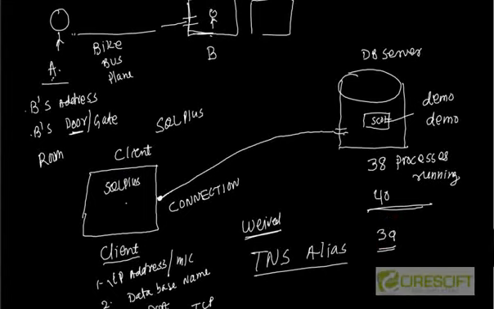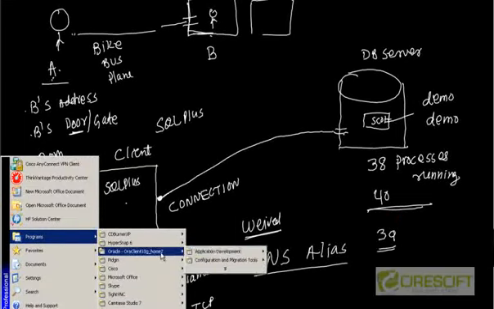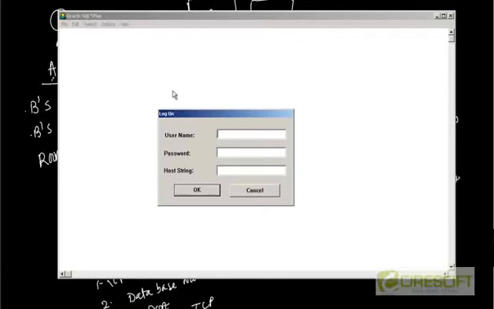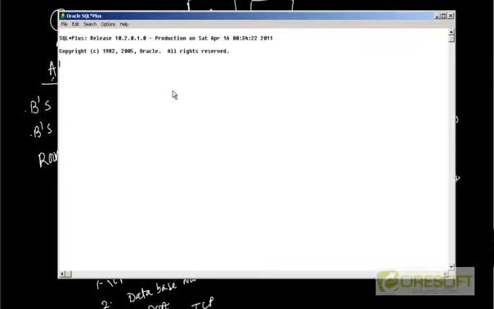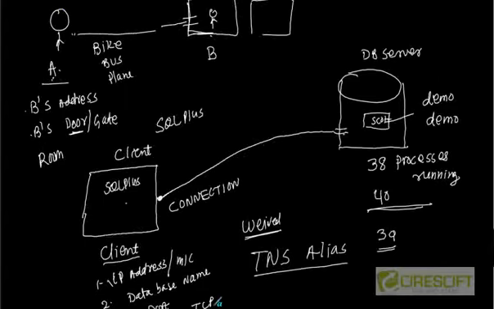The moment I make a connection, let's try another connection: demo, db. It's trying to connect and it's already connected now. Let's check how many processes there are. It became 40. So essentially, whenever we connect from the client, one process comes up in the database server. When we go out, that process is gone.